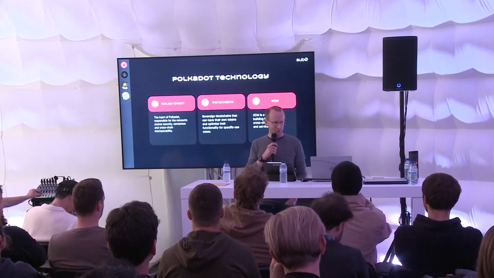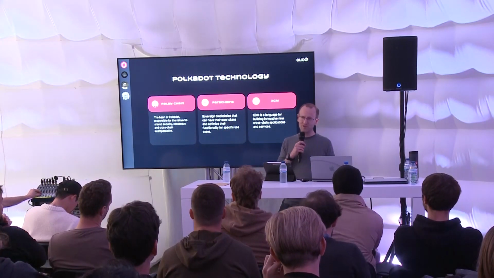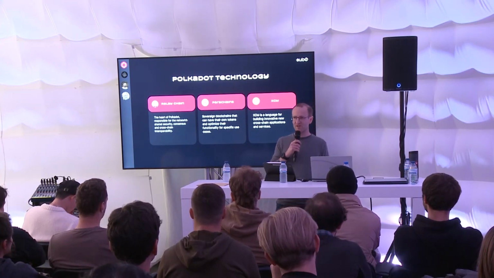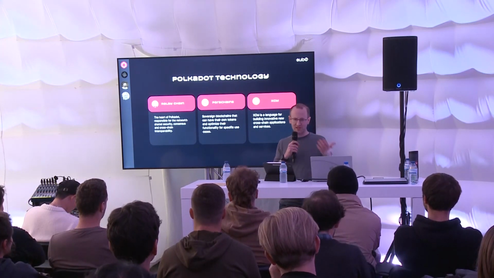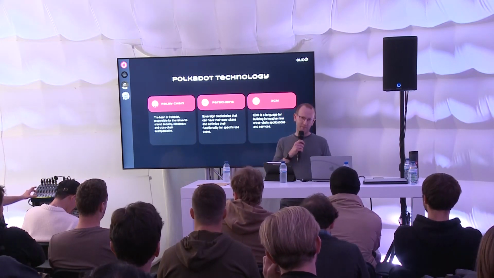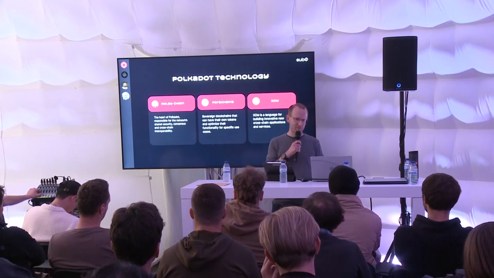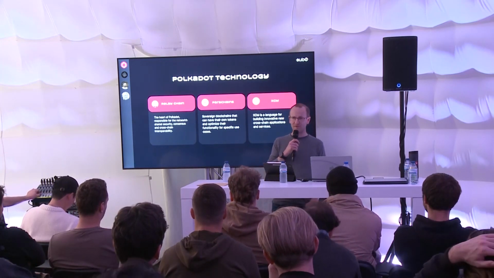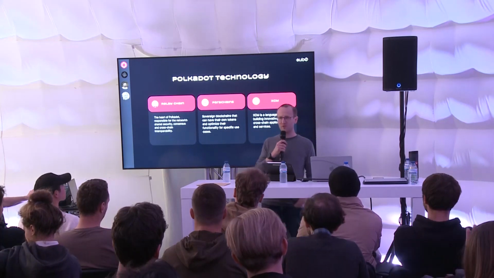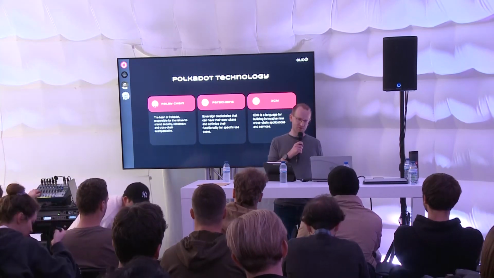A quick recap about Polkadot. You have the relay chain that's providing the shared security for the parachains and basically the entire network. You have the parachains, which are custom-made blockchains for very specific purposes. And they are typically built with our technology called Substrate.